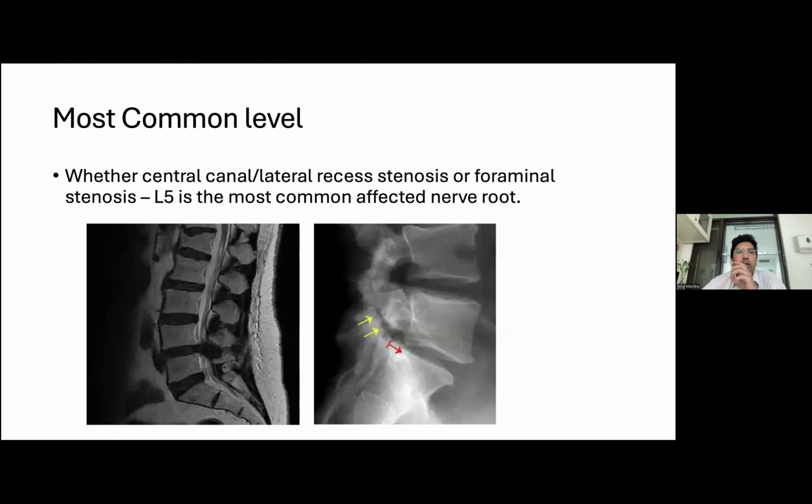So at the level of L4-5, the exiting root will be L4, which is uncommonly compressed. It's mostly the degenerative stenosis, and L5 is the most commonly affected nerve root. At L5-S1, you commonly have lytic listhesis and foraminal stenosis, and this compresses the exiting nerve root, which is L5.